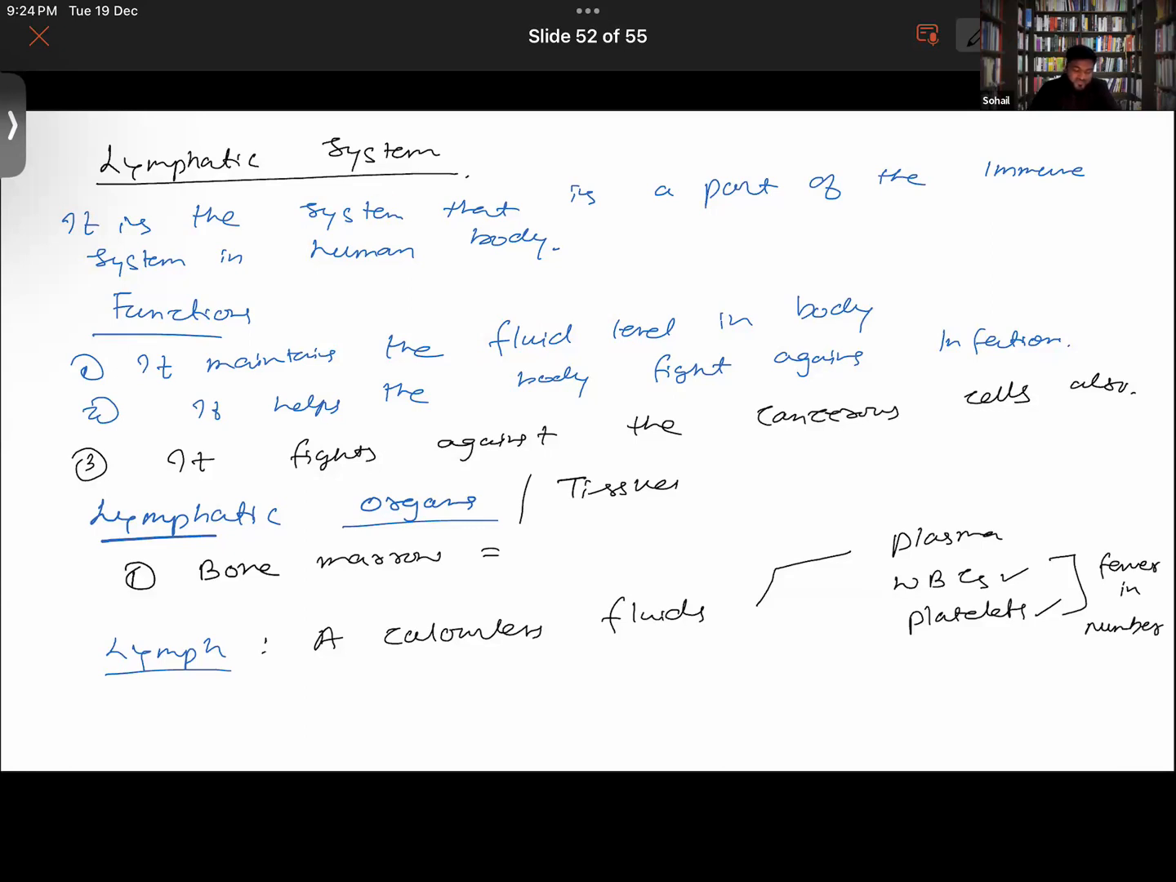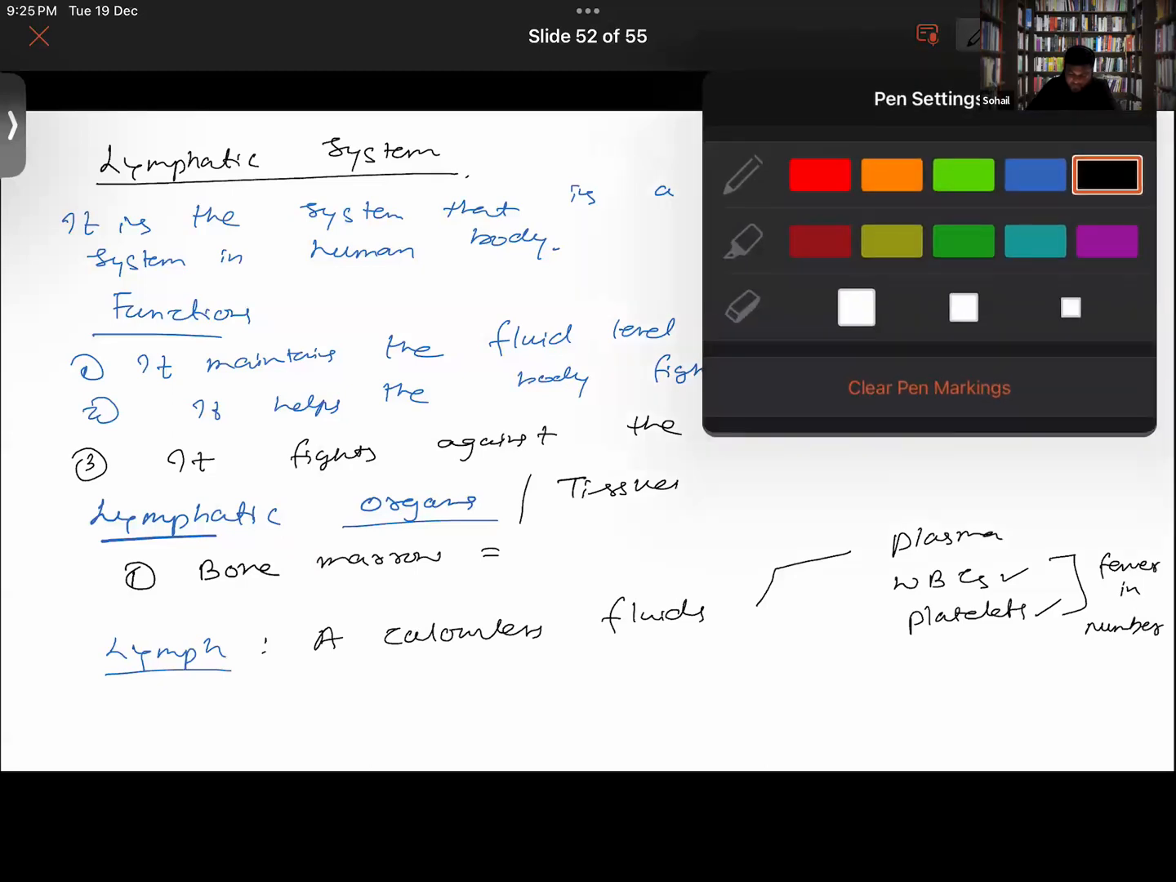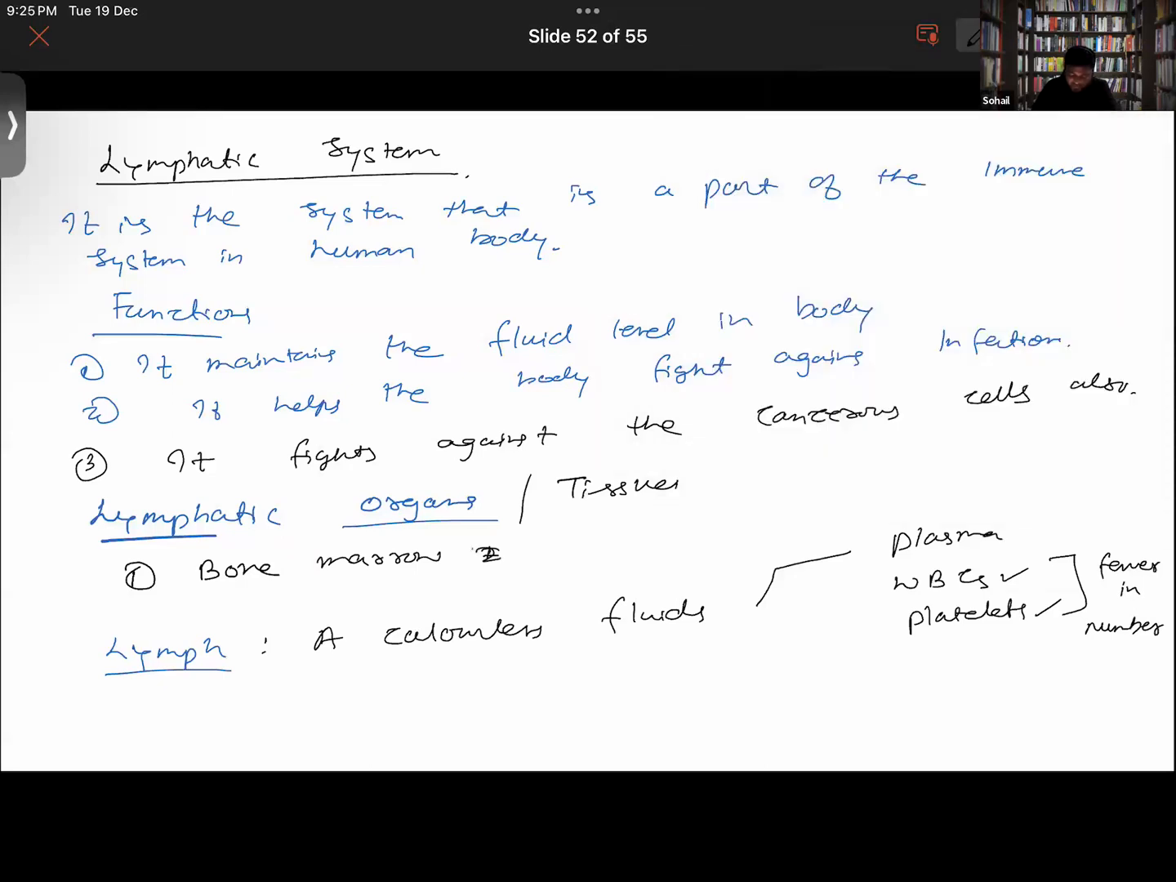So some of the things we studied about the lymphatic system: it is part of the immune system. Its functions involve maintaining the fluid level in the body, helping the body fight against infections, and fighting against cancer cells also. The different organs are as follows: the bone marrow, and there are some other organs also, like the thymus. Just for the sake of examples, you can remember thymus and tonsils. We don't need to go there, we just stick to the concept.